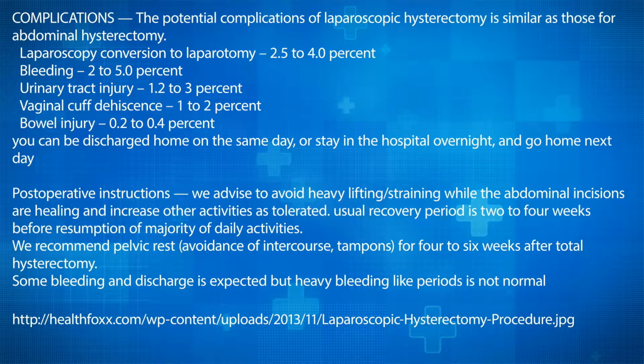You can be discharged home on the same day or stay in the hospital overnight and go home the next day. Post-operative instructions include the following. We advise to avoid heavy lifting or straining while the abdominal incisions are healing, and increase other activities as tolerated. Usual recovery period is 2 to 4 weeks before resumption of the majority of daily activities. We recommend pelvic rest, avoidance of intercourse or tampons for 4 to 6 weeks after total hysterectomy. Some bleeding and discharge is expected, but heavy bleeding, like periods, is not normal.